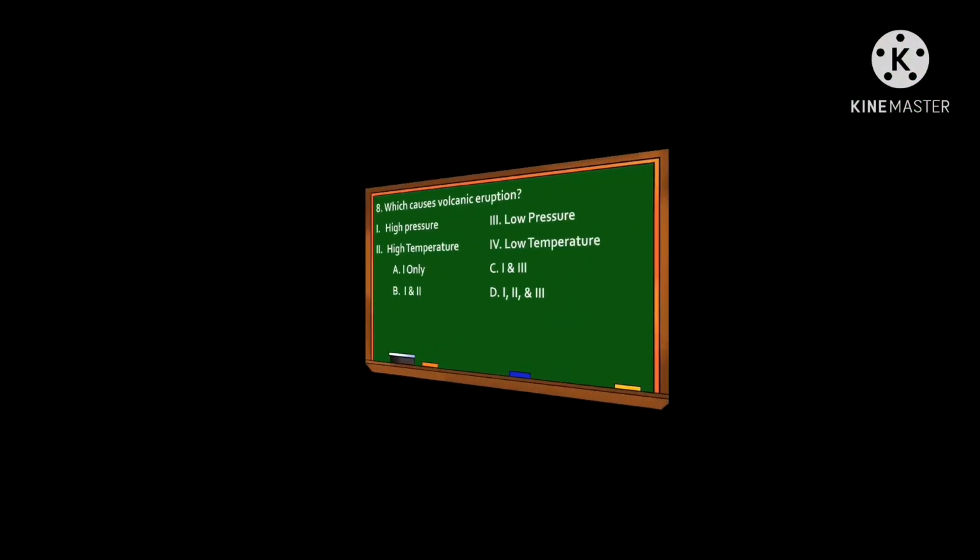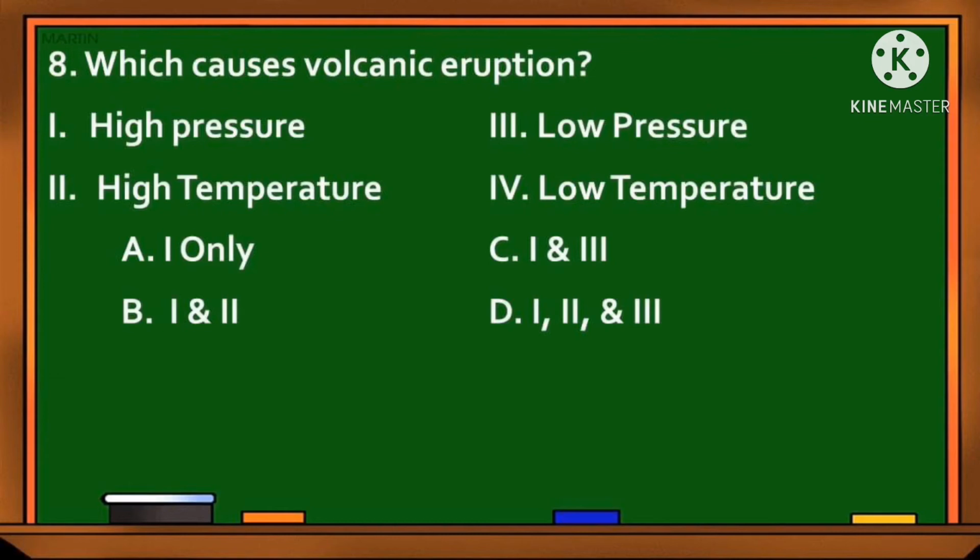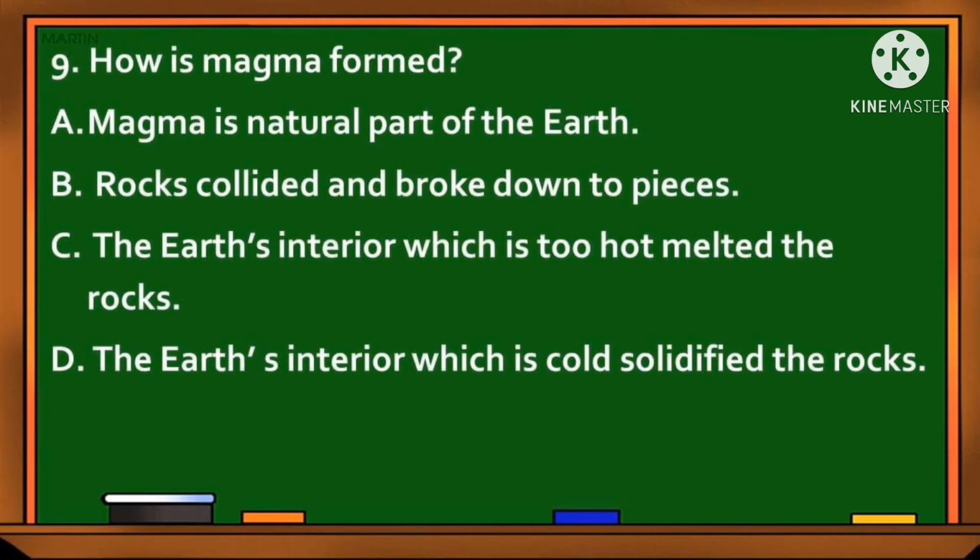Proceed to answer. Number 8. Which causes volcanic eruption? Roman numeral 1, high pressure. Roman numeral 2, high temperature. Roman numeral 3, low pressure. Roman numeral 4, low temperature. A. 1 only, B. 1 and 2, C. 1 and 3, D. 1, 2, and 3. Write your answer.